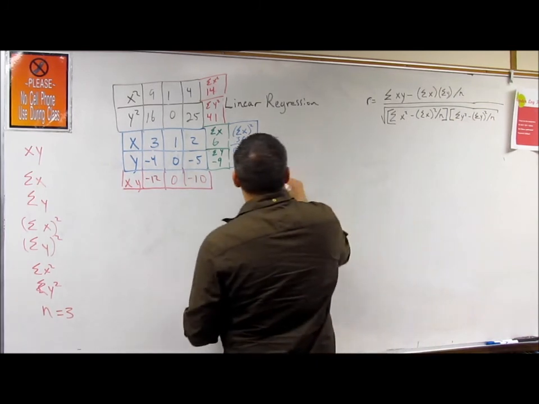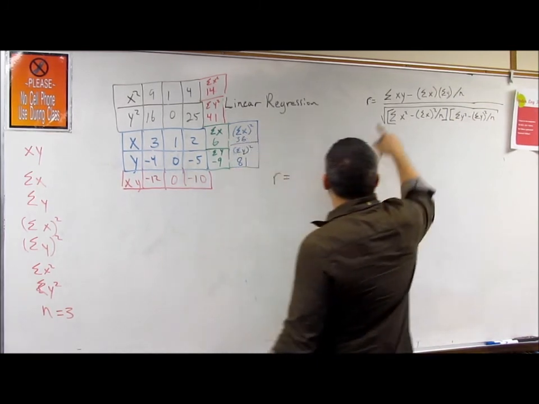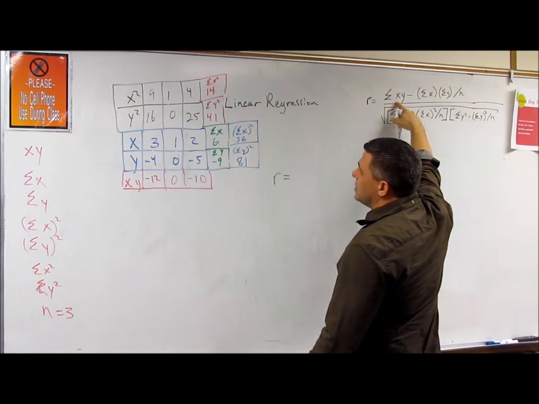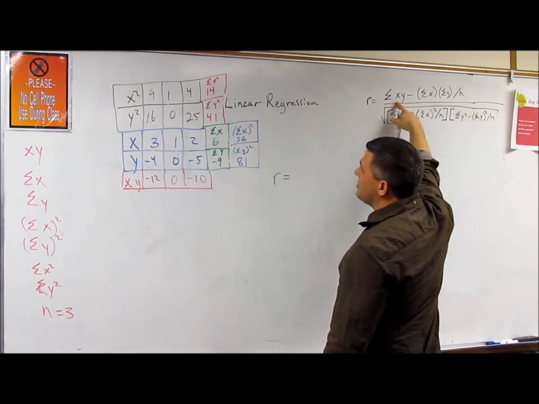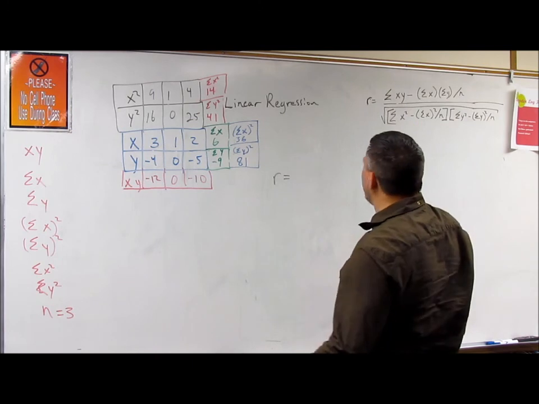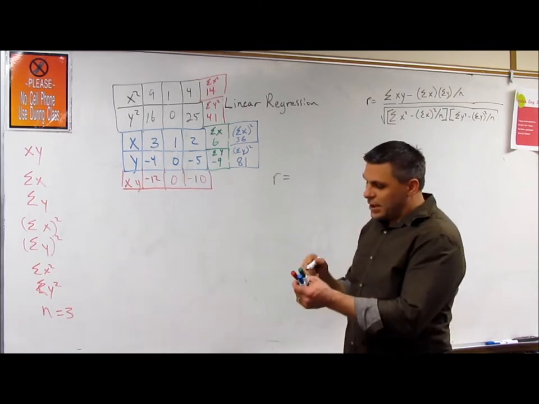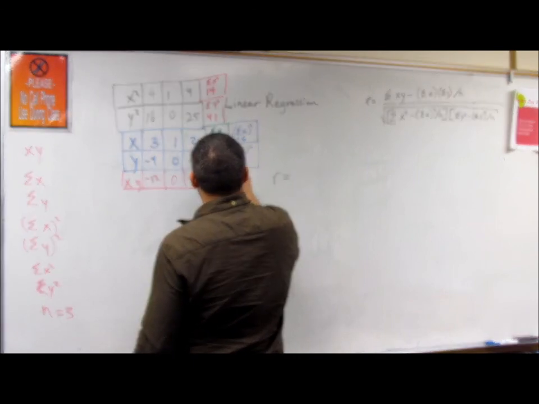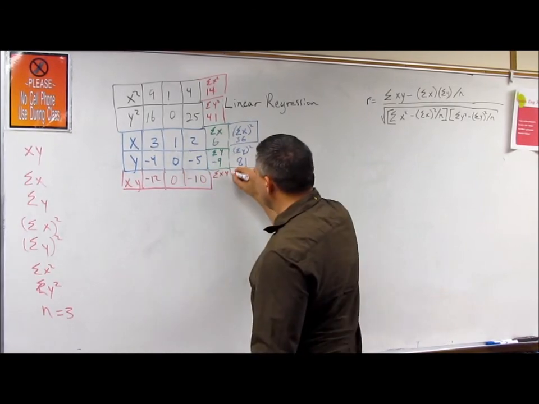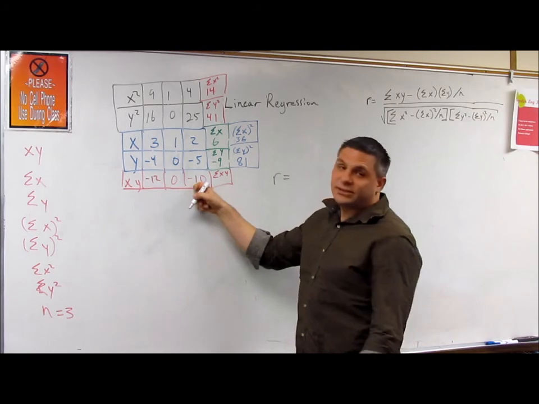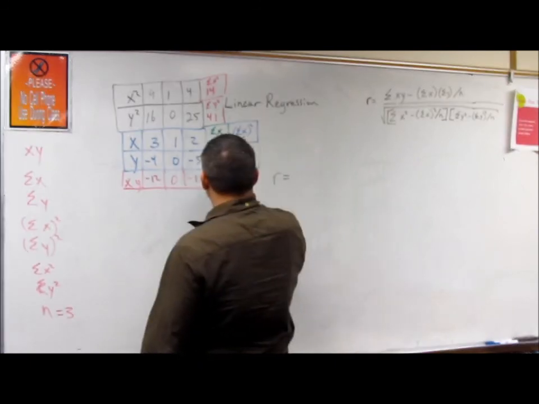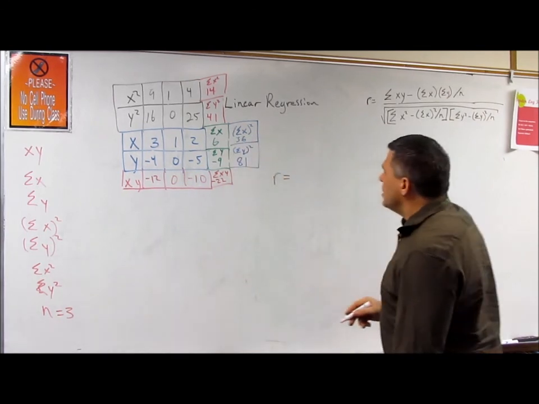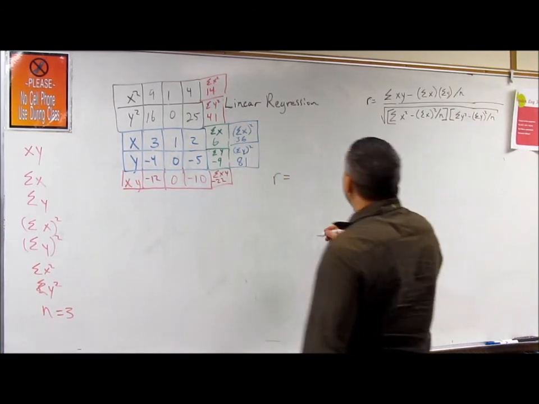So r is equal to the sum of the x times the y. Well, the sum of the x times the y, oh, we didn't find that. We just found x times y. So now we need to know the sum of the x times the y. And that's really easy to do because it's just this plus this, which is negative 22. Okay? So that's not bad. So we got negative 22.